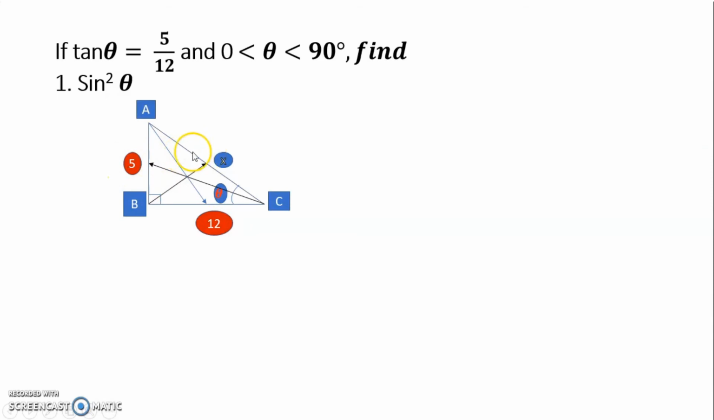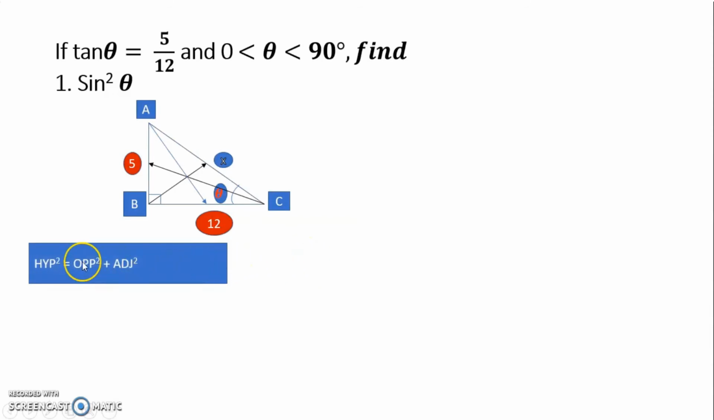What do we mean? To get our x, we apply the Pythagoras theorem, which states that hypotenuse squared is equal to adjacent squared plus opposite squared, or opposite squared plus adjacent squared. Whichever one you want to do is still the same. Now, what is our opposite? Our opposite is 5, that's 5 squared. Adjacent is 12, that's 12 squared.